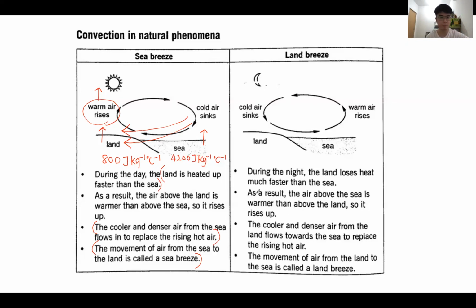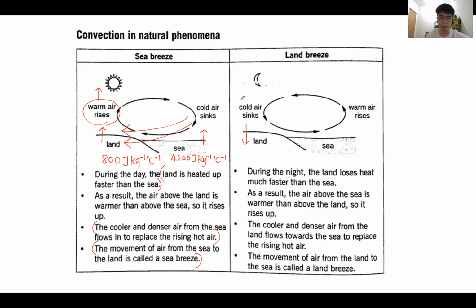Land breeze, you take the reverse. In the night, which one loses heat much faster? The land loses heat much faster than the sea because it has lower specific heat capacity. Release 800 joules, it has already dropped 1 degree. The sea has to release 4,200 joules of heat to only drop 1 degree. So the land loses heat much faster and its temperature drops faster.